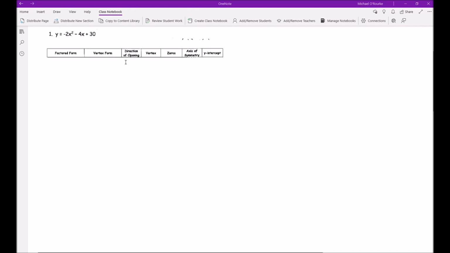Okay, so here's my question. What form do we have right now? Can you guys tell me? Do we have standard form, factored, or vertex? Who can tell me what form we have? Standard. Standard, good. Now, we need to get to factored form. Okay, so how are we going to, well, let's see here. Let's answer the questions we can right now.